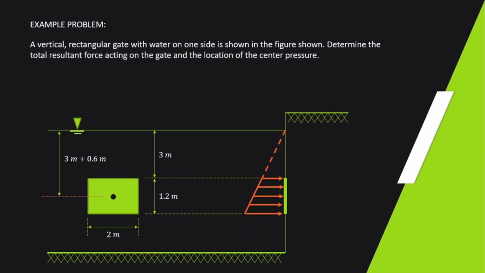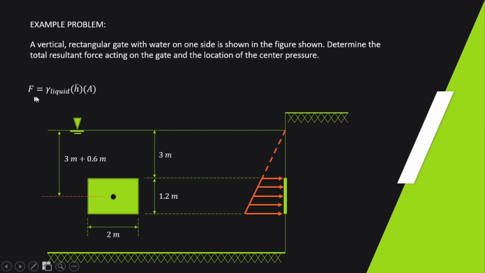So ngayon, mag-solve tayo guys ng example problem. So basahin ko muna ang problem. A vertical rectangular gate with water on one side is shown in the figure. Determine the total resultant force acting on the gate and the location of the center of pressure. So first solution, pwede natin gamitin guys ang na-derive natin na formula na.